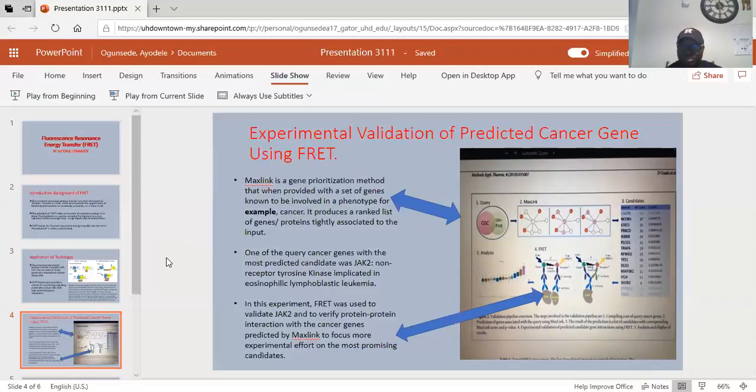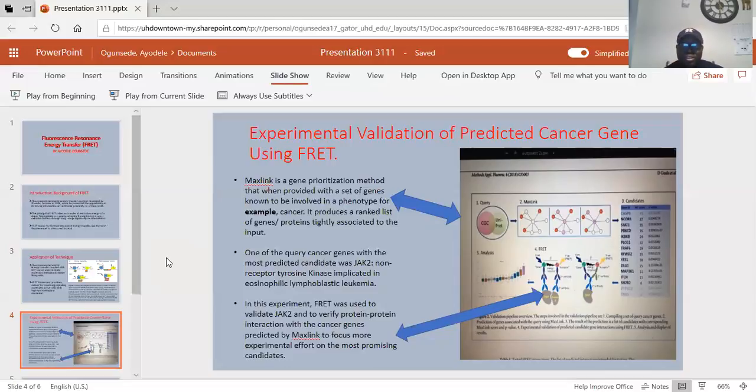In this case, the researchers just wanted to find a way to validate the result by MATLINK using FRET, so they can focus more and proceed with their experimental research in confidence. So FRET was used in this experiment as a validation tool, basically.